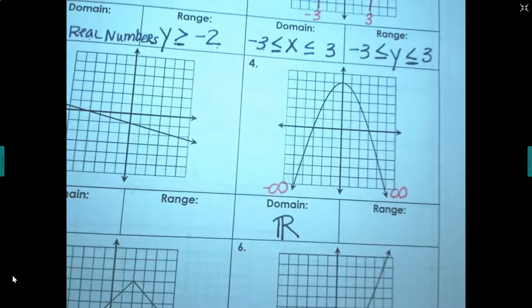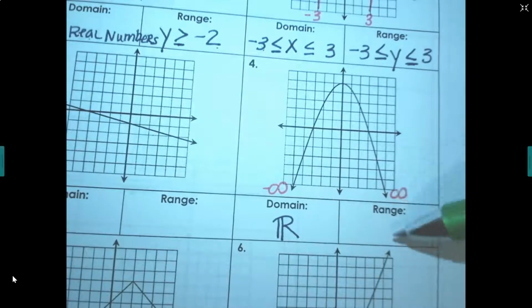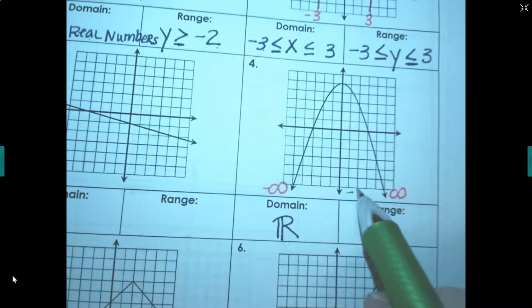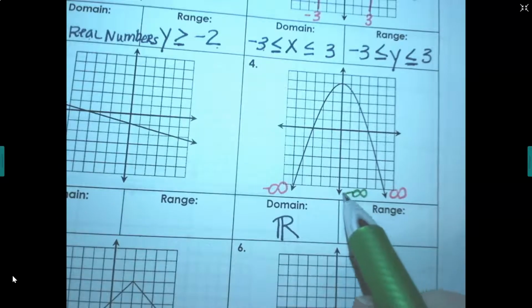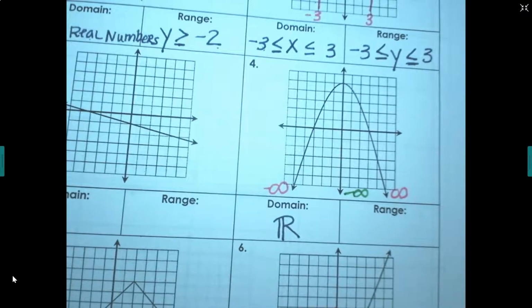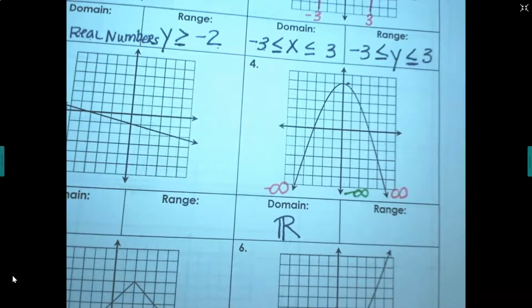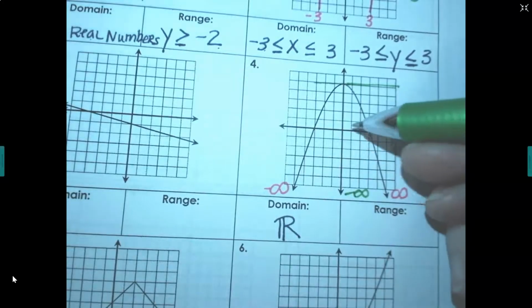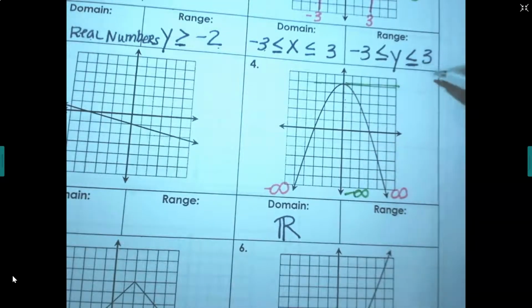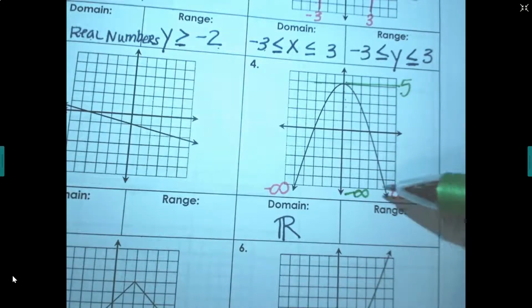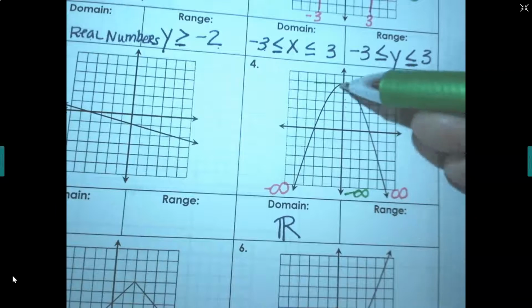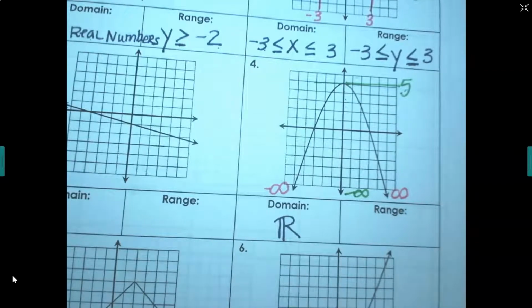Now for our range, when we look at our range, I'm noticing that the arrows are pointing down, meaning it's going down forever. If we keep going down and down and down, that's -infinity for our y values. Okay, but as I'm going up, I notice the graph turned around right here. It didn't go past this point. And that y value there is 1, 2, 3, 4, 5. So it's never stopping going down, but it did turn around and went no higher than where y is 5. That is only one number.